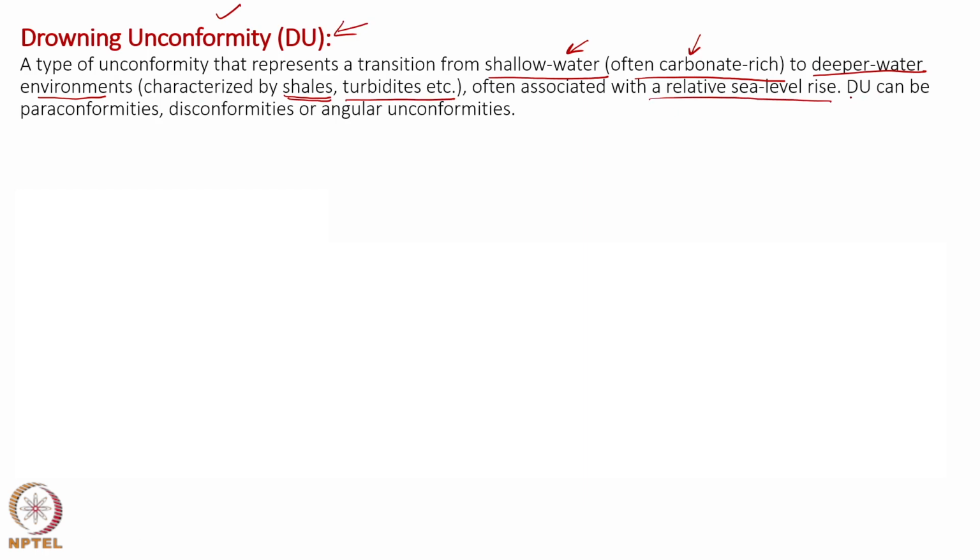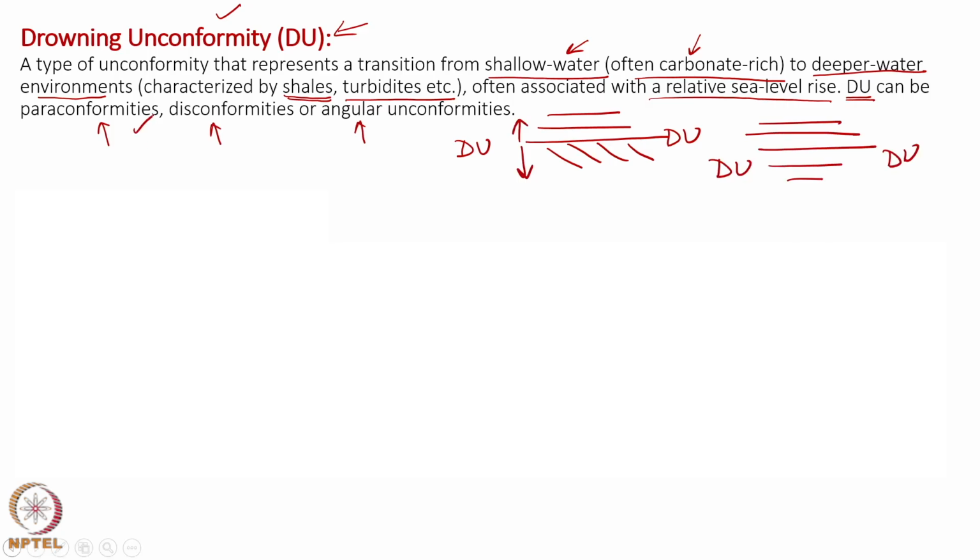If we try to look at the drowning unconformity in terms of the terms that we have already defined, they can be paraconformities, disconformities, or angular unconformities. That means, if this is the drowning unconformity, there can be an angular relation between the material at the bottom and the top, or such as the case of paraconformities. This term becomes important when we study sequence stratigraphy.